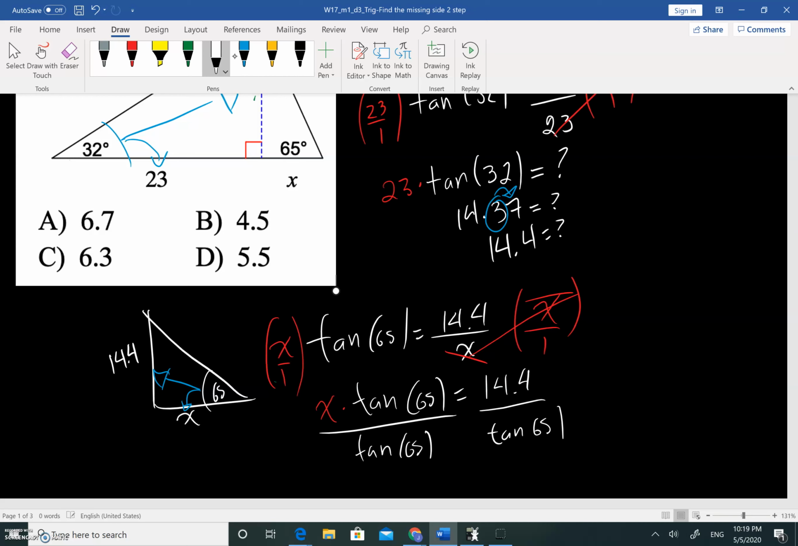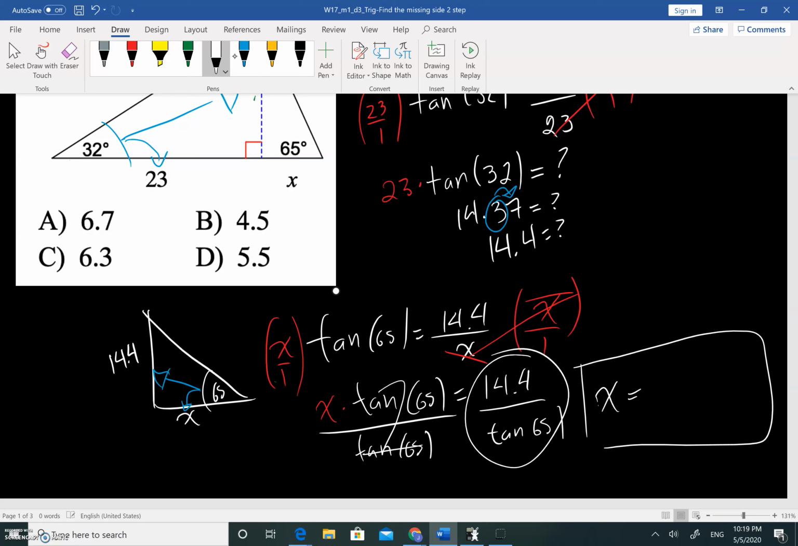So you can think about tangent of 65 as being 2. So 2 times x, you just divide by 2 on both sides, right? And these two cancel out. So my final answer is going to be whatever this is. So let's put that in the calculator.